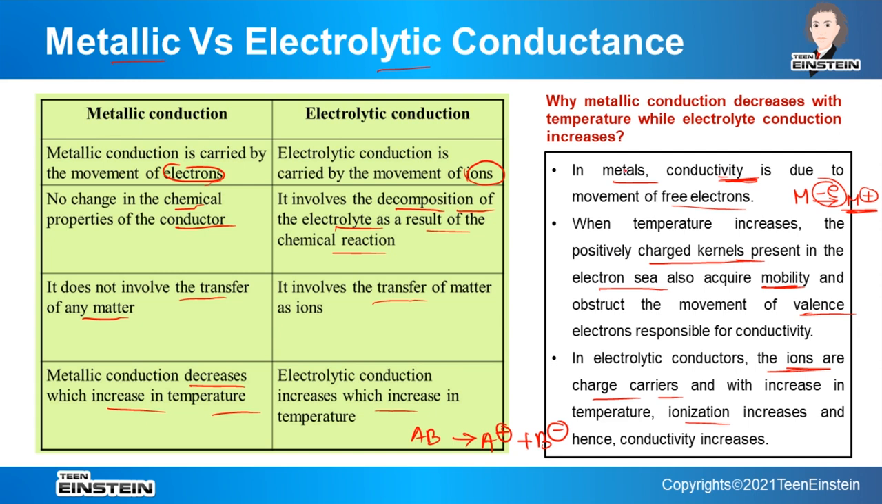But in case of metallic conduction, it is inverse, because here the movement of M plus will also increase with an increase in temperature, and that will disturb the movement of the electrons. So that is why the relationship of these two types of conductance with temperature is completely opposite, okay.